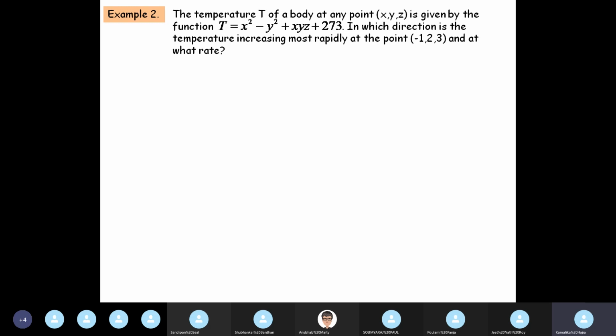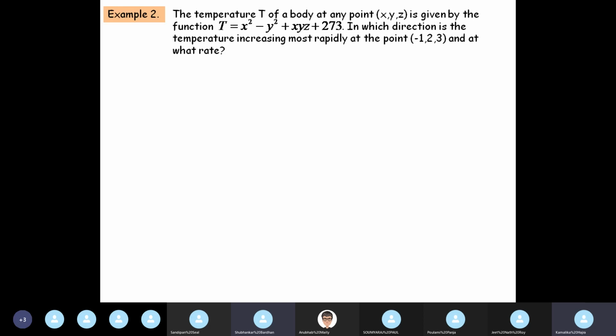So the temperature T of a body at any point is given by this function T equal to x squared minus y squared plus xyz plus 273, a constant. So the question is, in which direction is the temperature increasing most rapidly at the point minus 1, 2, 3 and at what rate. So here you have been given phi and a position in space and you have been asked to find the direction of fastest increase.